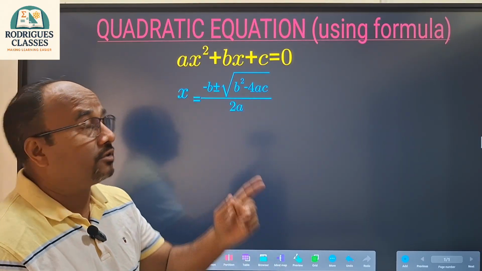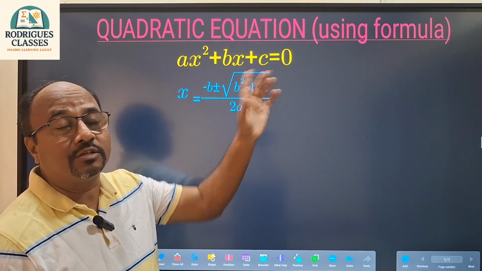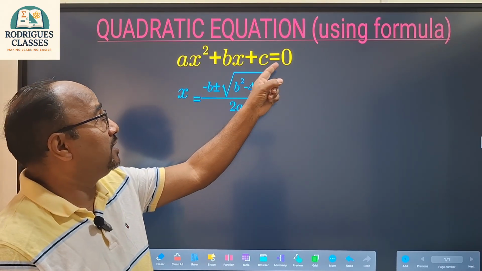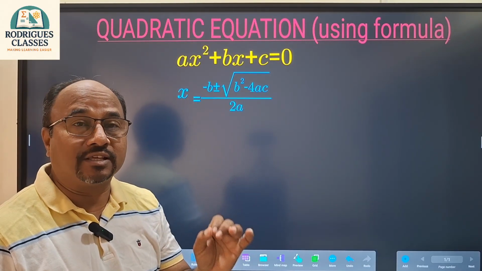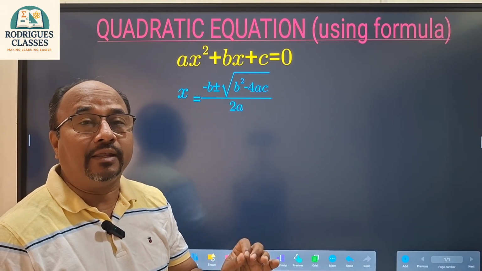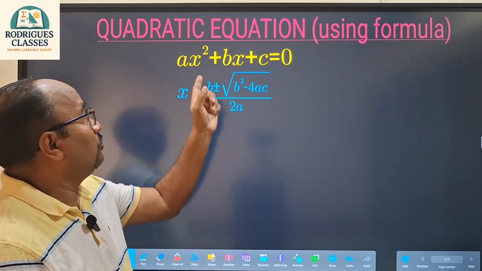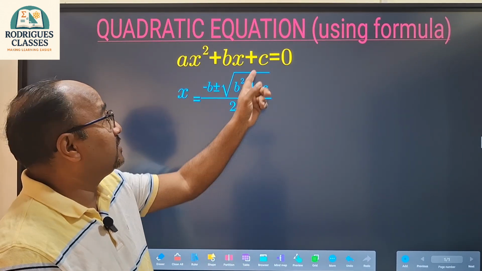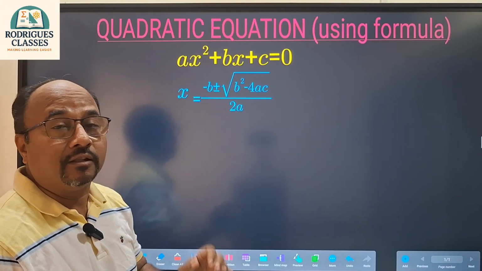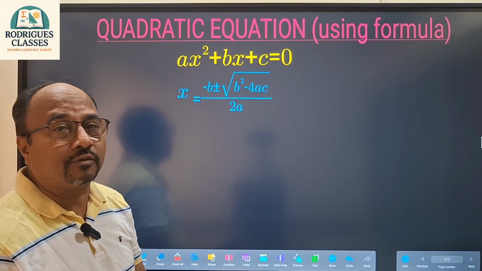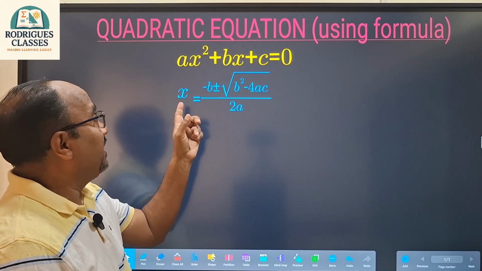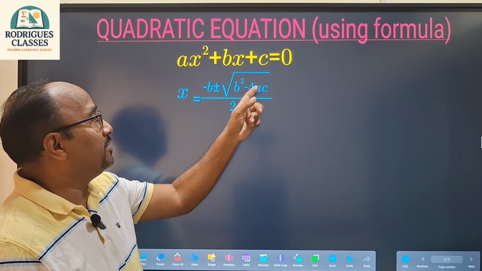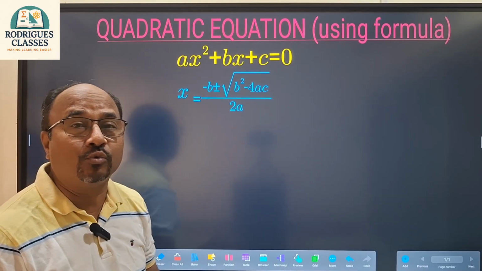So first of all, take a look at this equation of a quadratic equation, which is ax square plus bx plus c equals to 0. This is the general way of writing any quadratic equation. Coefficient of x square is a, coefficient of x is b, and c is the constant term. The formula for finding the roots of the equation goes like this. X is equals to minus b plus minus root over b square minus 4ac by 2a.